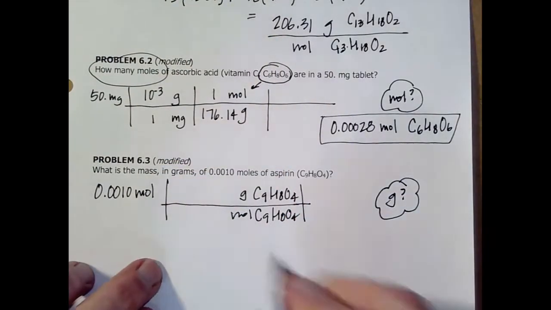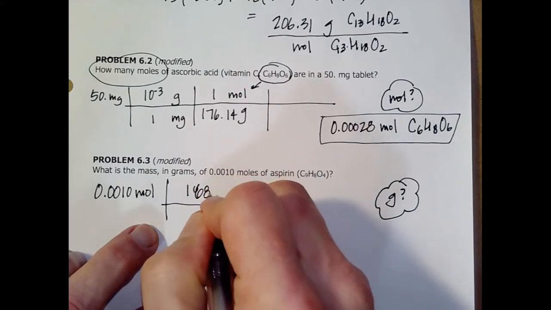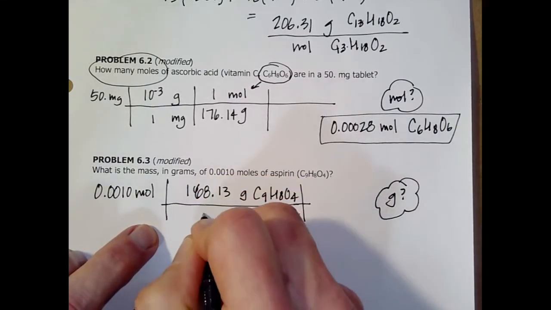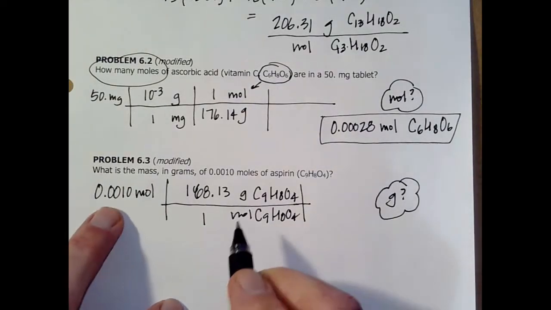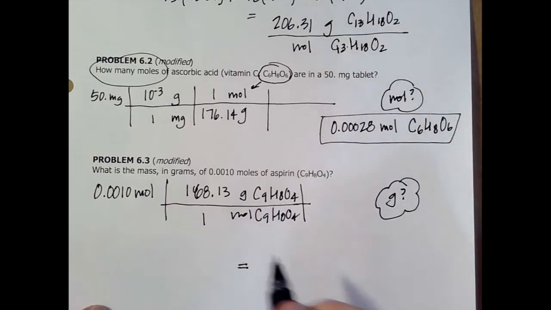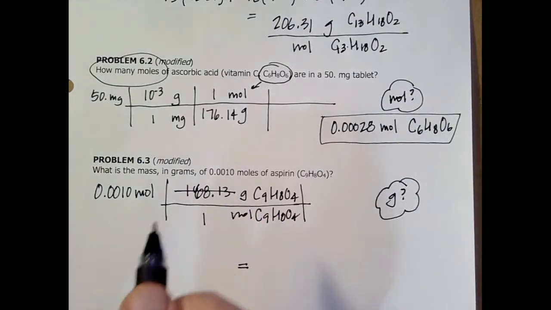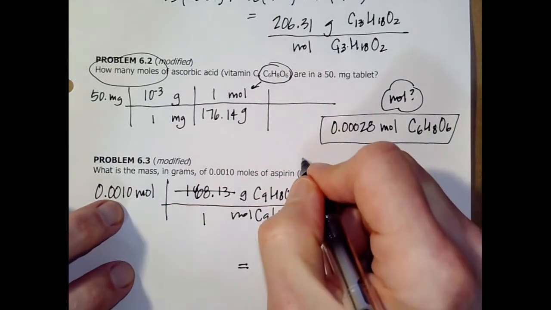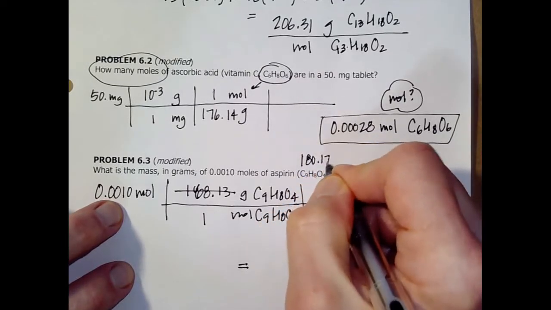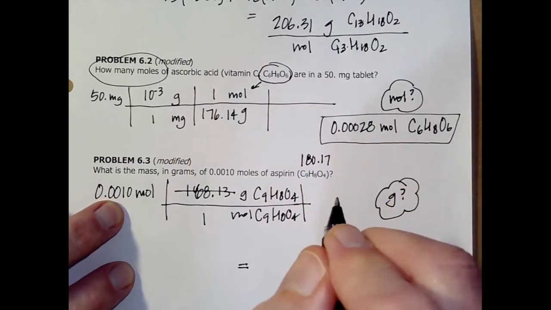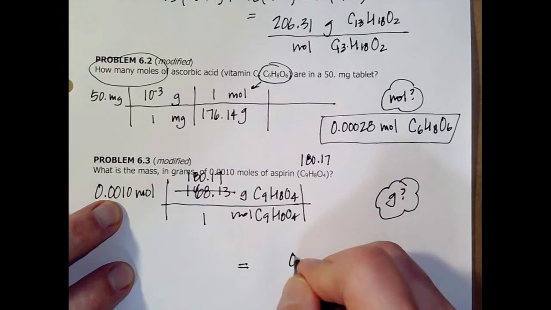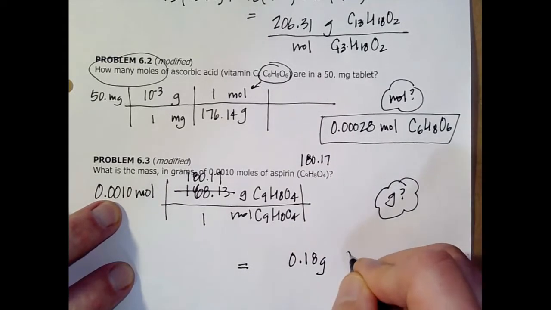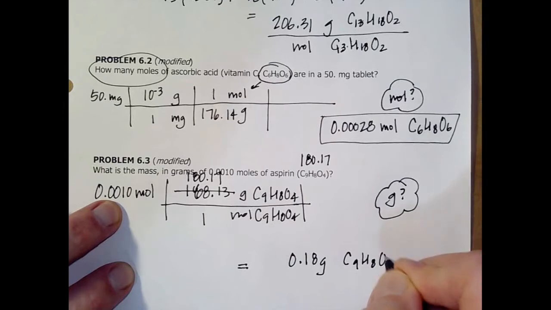And let's see, when I added that up, I got 168.13 for 1. So I've got... and I'm on the wrong page. Cross that out. Come back. 180.17 grams per mole. 180.17 equals 0.18 grams C9H8O4.